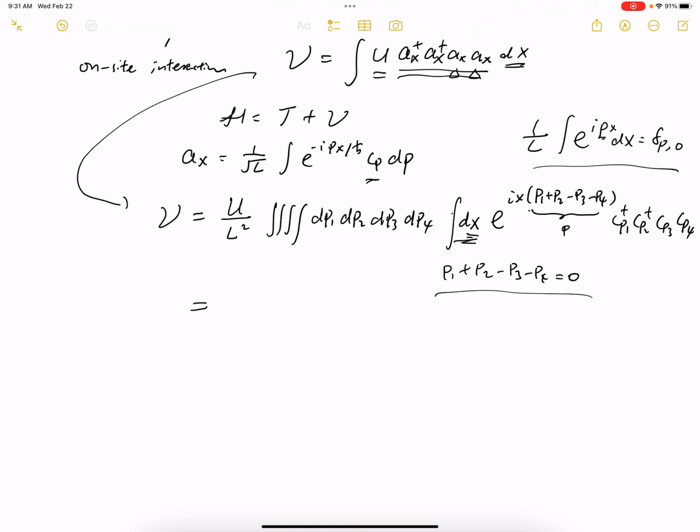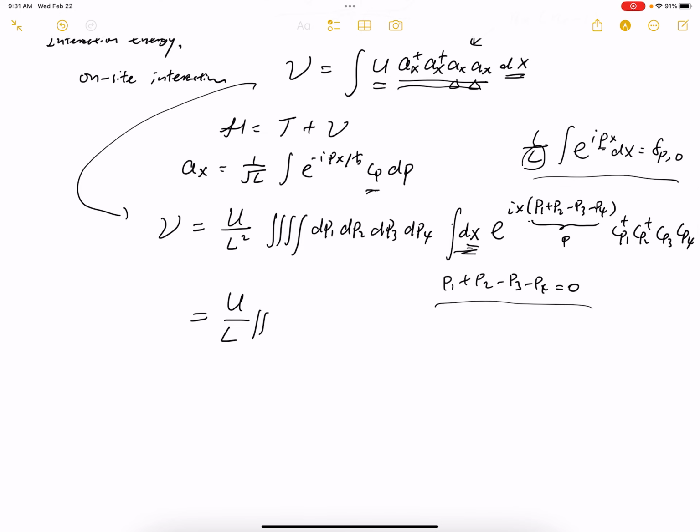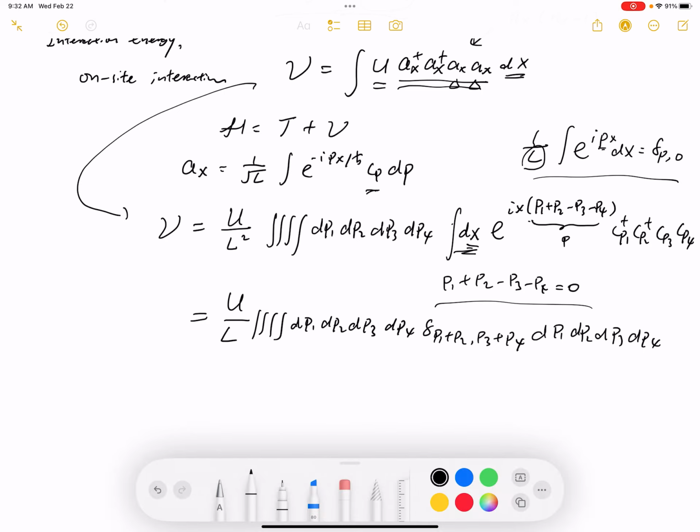And because these p's are not independent, let me first do this step. We'll get U over L here. There's an L squared because of this integration here, but this is going to remove one L. So now I only have an L there instead of L squared in the denominator. Then I still have these 4 integrals over P, and I will have a delta function here. So P1 plus P2 has to be equal to P3 plus P4. And then I have dP1, dP2, dP3, dP4. So what I removed is the part with the integral over x, right?